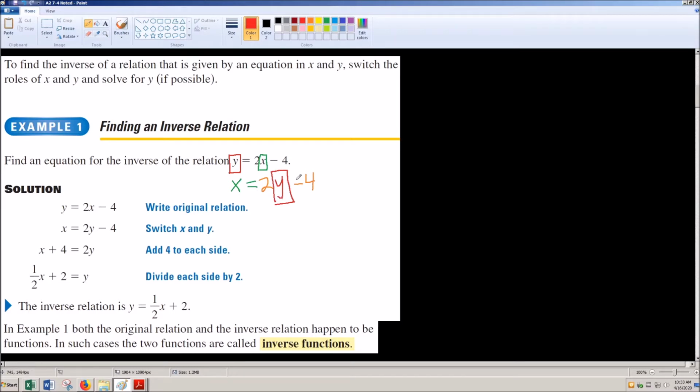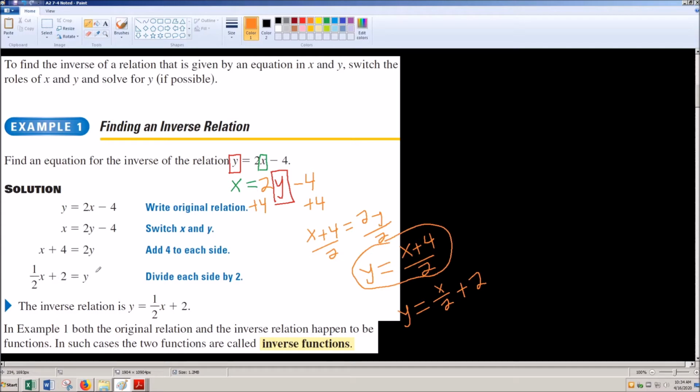I want to get rid of my constant, so I'm going to add 4 to both sides. So now I get x plus 4 equals 2y. To get y by itself, I would divide by 2. And now that's my final answer: y is equal to (x plus 4) over 2. If you wanted to represent this as x over 2 plus 2, that's fine as well. It's just the same thing in another form. I personally would leave it like that. If you want to write 1/2 x, that's fine as well too. So the inverse relation for y equals 2x minus 4 is y equals 1/2 x plus 2. So when both of these are functions, we would say that they're inverse functions.